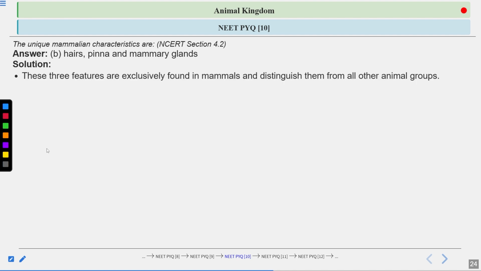These three features are exclusively found in mammals and distinguish them from all other animal groups. Other animal groups do not have these features. So these features are only found in the case of mammals. Hairs are keratinized structures that help in insulation and temperature regulation. So the presence of hairs on the body is a very unique feature of the mammals.